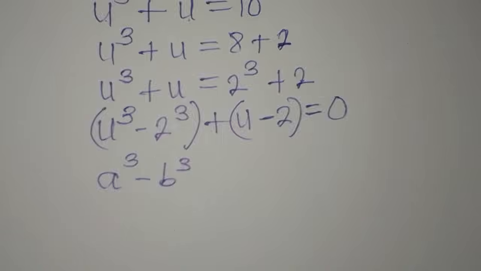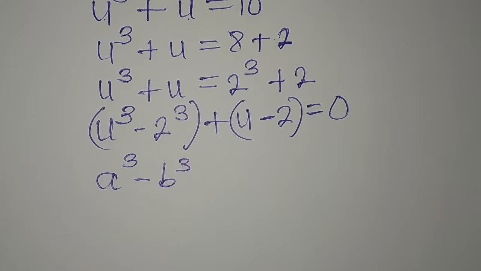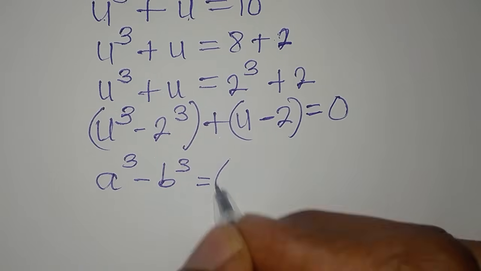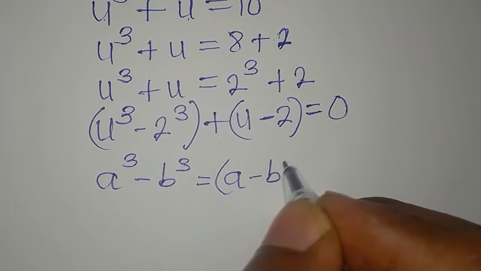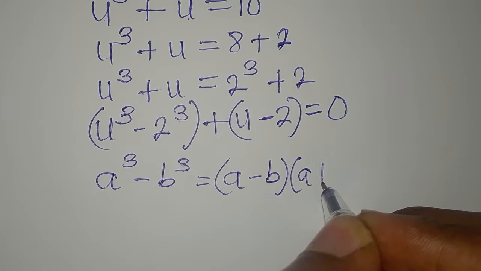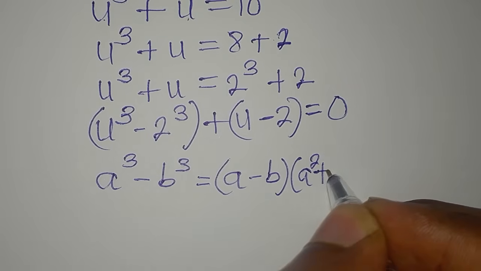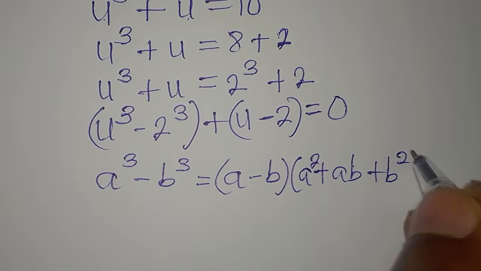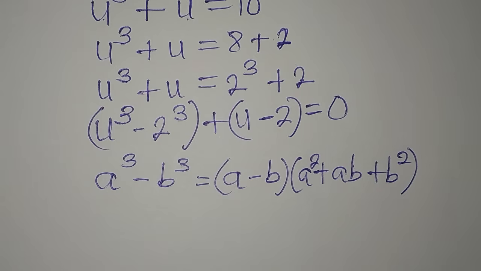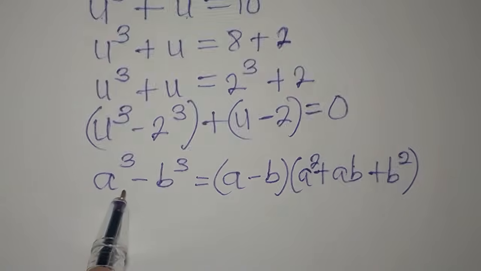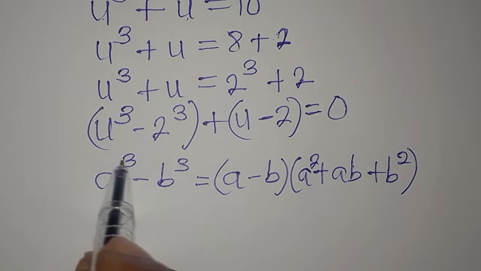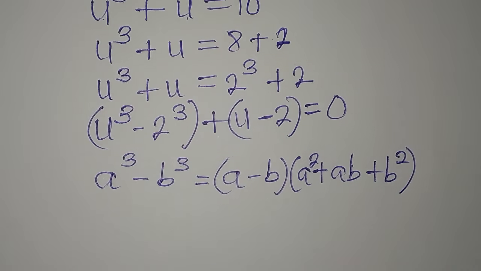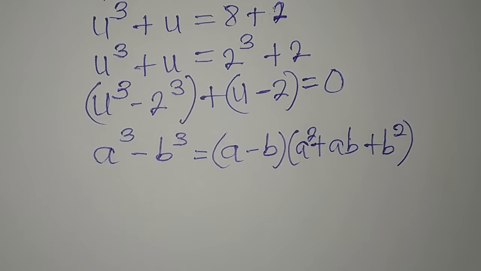A cube minus b cube is an identity in mathematics. So we can say that this is equal to a minus b into a squared plus ab plus b squared. By the way, why do we say this is an identity? It is an identity because once you have this, you know that it will be in this form. So it is an identity in mathematics.